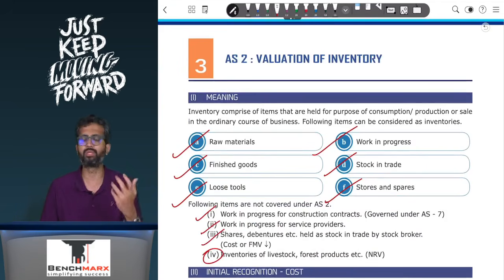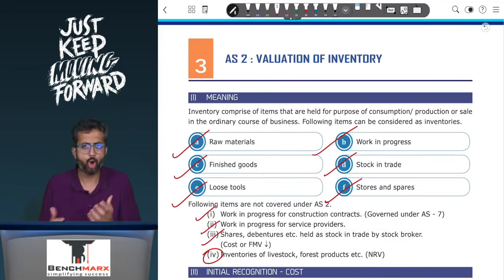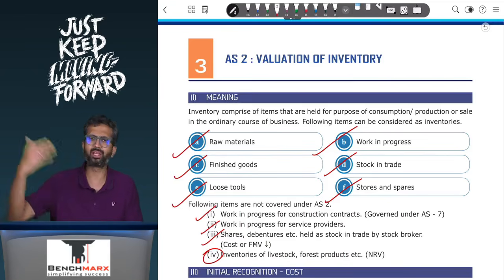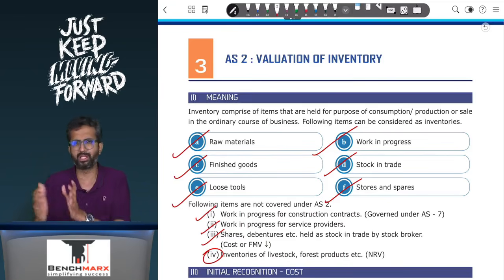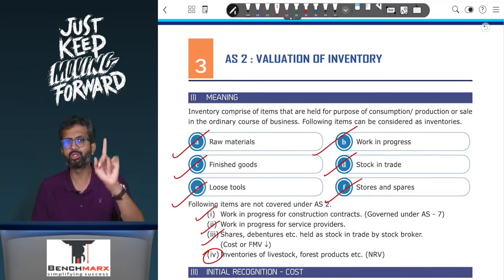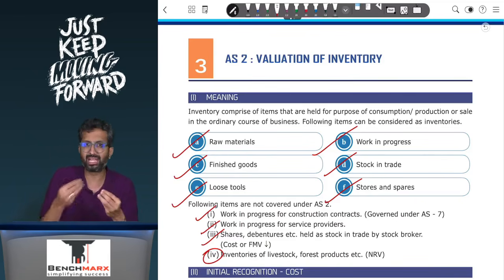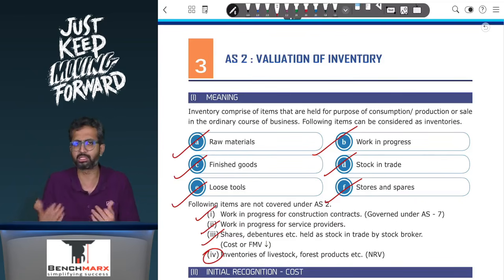If you are a producer of, let us say, forest produce or agricultural produce or livestock, for example, you are a farmer, in which case your inventory will not be covered under this standard. In fact, it will be recorded as per a separate guidance at net realizable value.